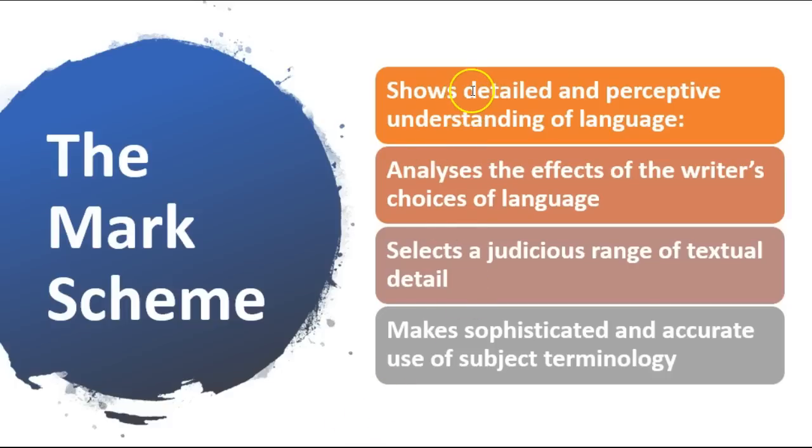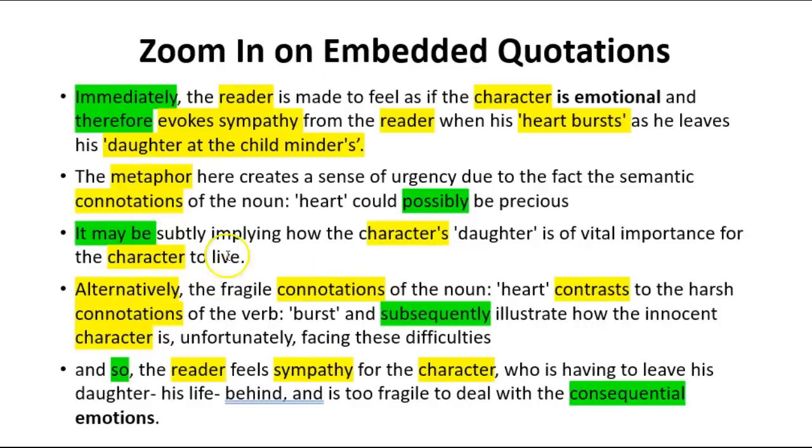So the first thing that the examiner wants is for you to be detailed, and then they want you to be perceptive, and Smila is going to teach us that. How to analyse the effects, again Smila will teach us. But now comes two interesting things which you might not know properly yet. What does a judicious range of textual detail mean? Well, he's going to show us embedded quotations, and then this one that causes a lot of students a problem, the sophisticated and accurate use of subject terminology. So I'm going to take you through Smila's work like this with different colour codes to show you.